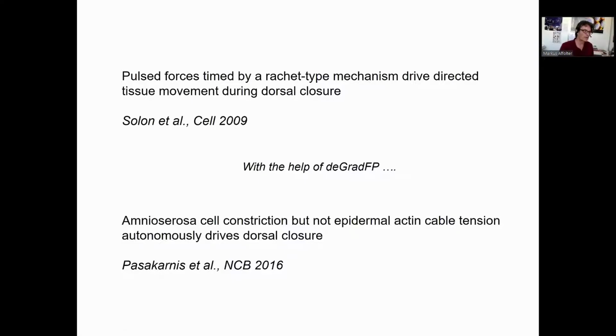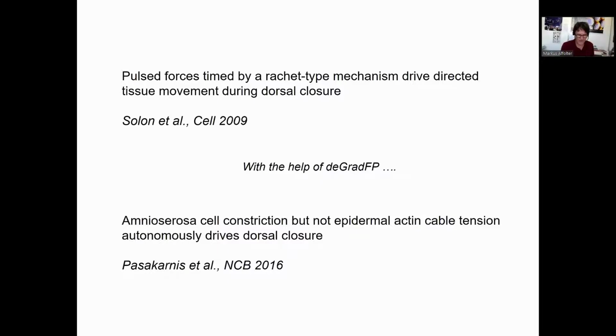Now, if you use a protein manipulation method with the help of what we call degradation of GFP fusion proteins, when you use this degron, it binds to the activator of actomyosin and degrades it. You can now say amnioserosa cell constriction, but not epidermal actin cable tension, autonomously drives dorsal closure. So we have a completely new method. We can degrade proteins in a tissue-specific manner, in an inducible manner if you induce the nanobody. We can do experiments we cannot do with CRISPR by DNA manipulation, because we now target directly the protein and remove it.